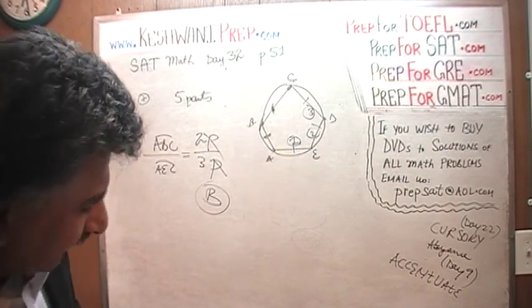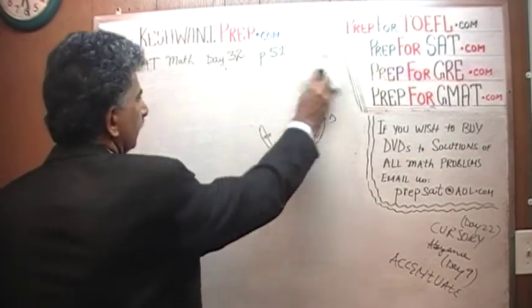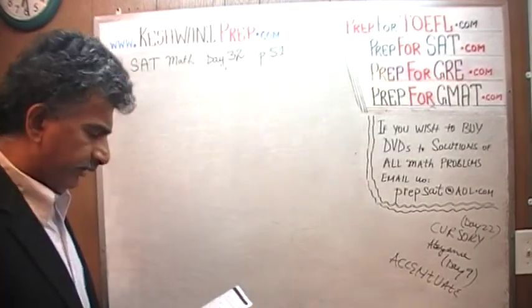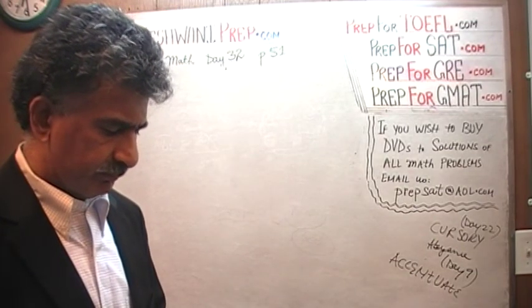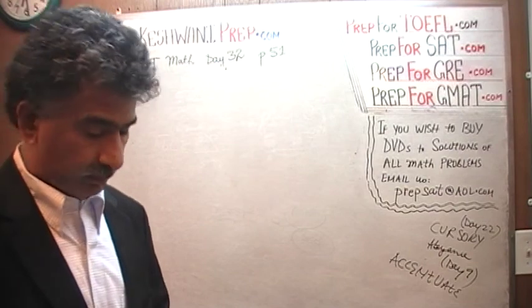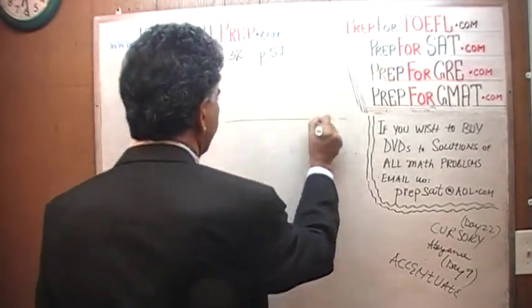In number 8 it says, the tick marks are equally spaced on the number line shown above. Alright, which is very important. All the tick marks are equally spaced. So now we know what all these tick marks represent.